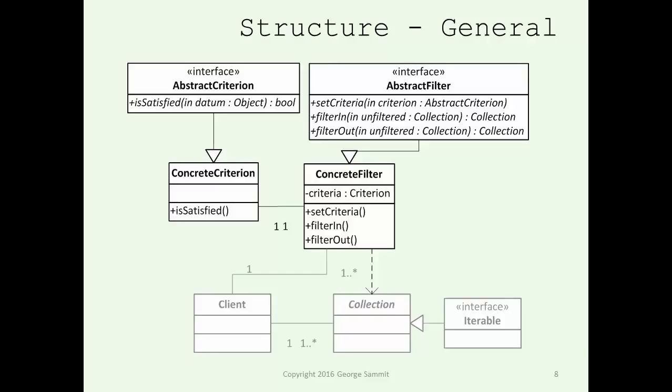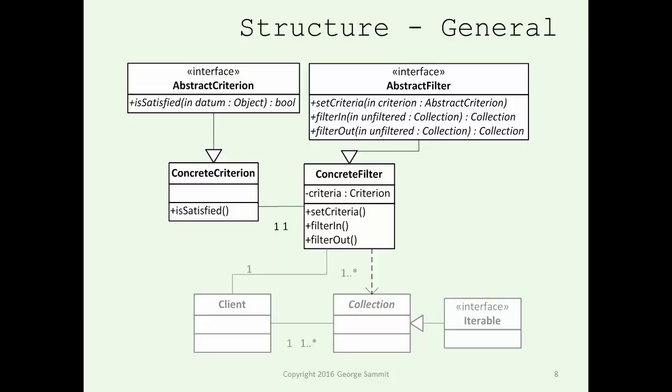This slide shows the general structure of the pattern. On the right-hand side are our filters. You'll see that we have an abstract filter that has three methods. The first one allows the user to set the criteria. The other two are our filter methods, and we'll talk about filtering out and filtering in later in the presentation. But effectively, this is the method that's going to take our data set and generate the subset. And of course, we have a concrete implementation of that filter.